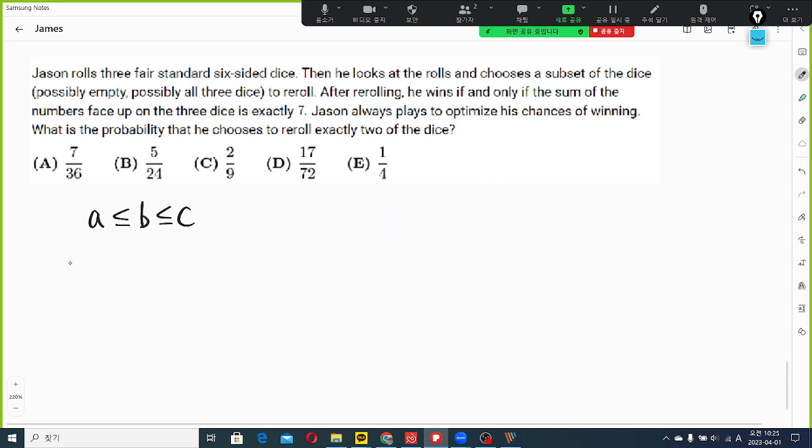So the first case is, if the sum of the two lesser numbers is less than 7, we want to make the sum exactly 7. In such case, we will pick the largest number and roll one die again to make the sum 7. So let's say, for example, the sum is 6.